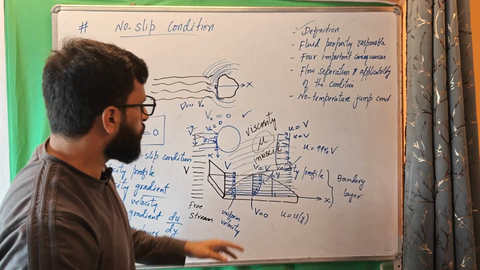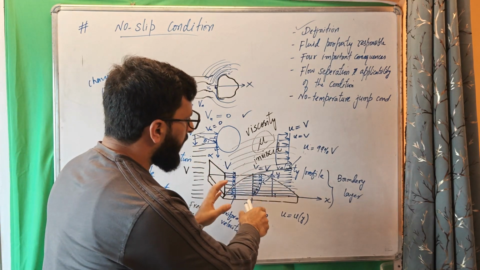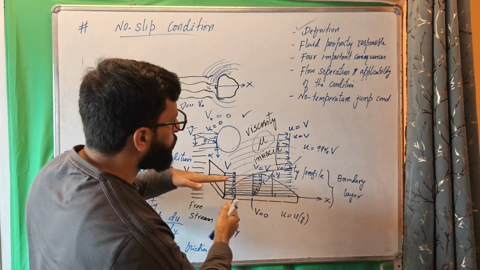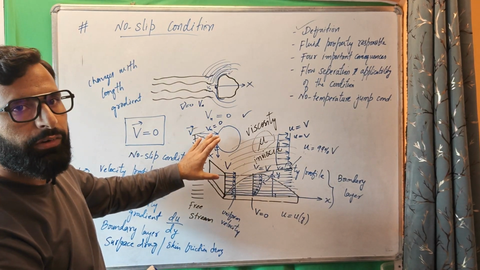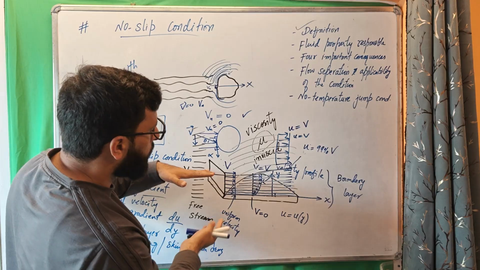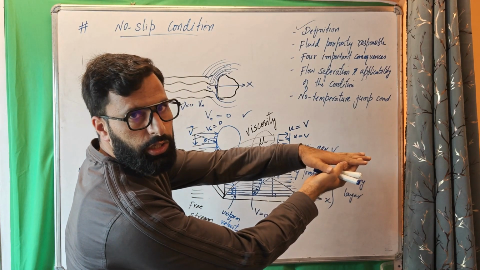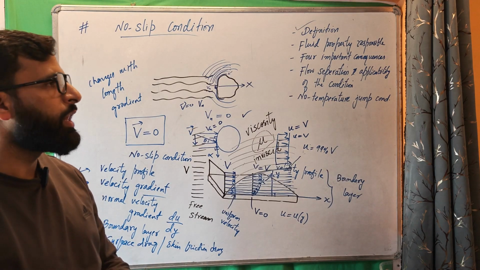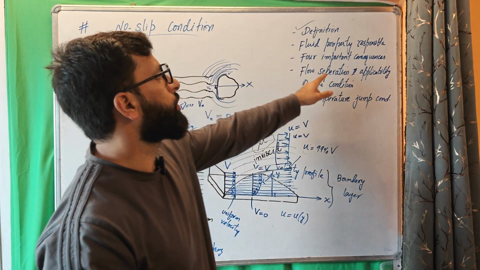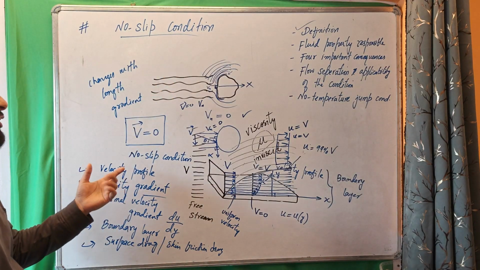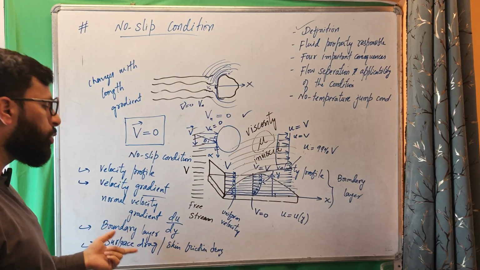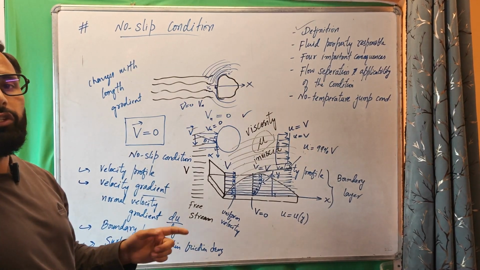So because of this no slip condition, a drag force is applied on this solid surface in the direction of the fluid. This fluid will have a tendency to drag the surface of the plate towards its flow direction. We call that drag surface drag or skin friction drag. These are four important consequences of the no slip condition: velocity profile gets developed, velocity gradients exist, boundary layer is formed, and surface drag is applied.